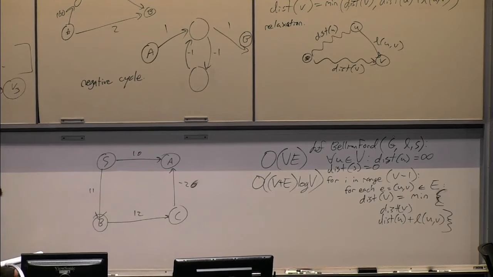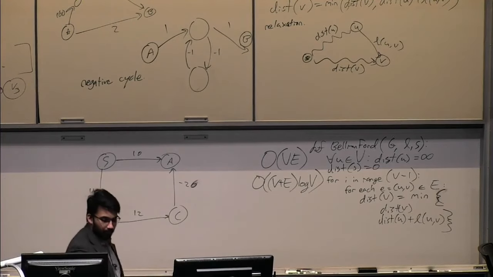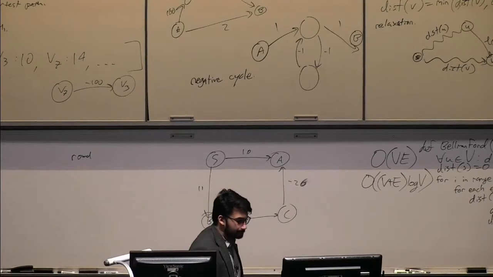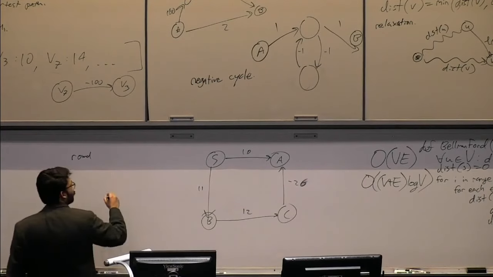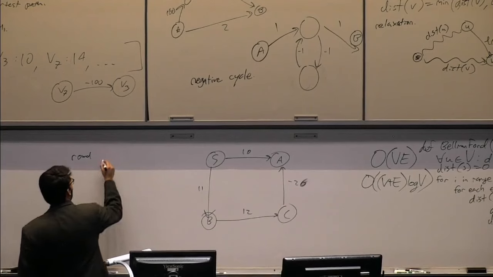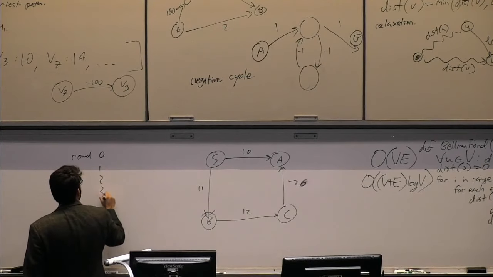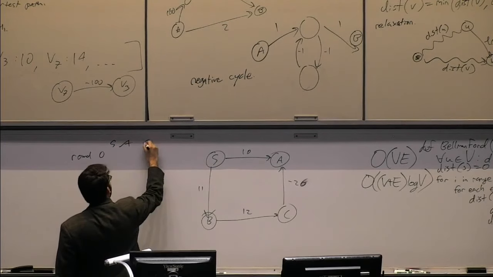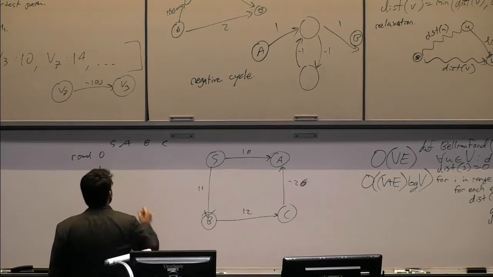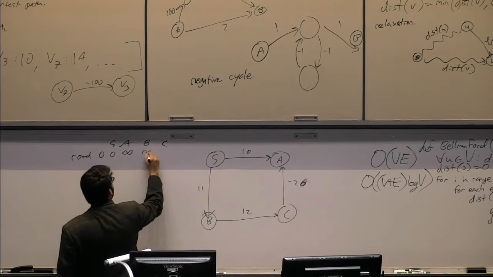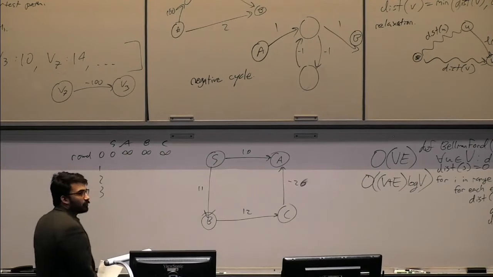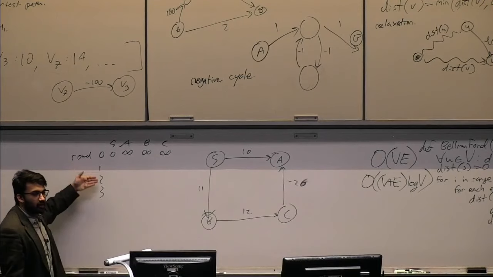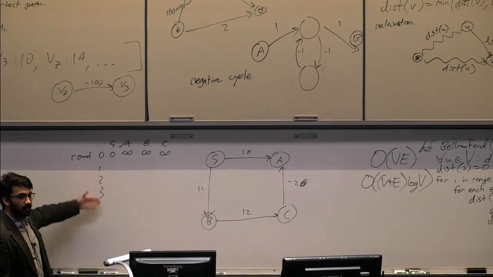Okay, so let's simply update this. I'm going to write this, we'll say round. There's four vertices, so there's going to be three rounds. So we'll start with 0, 1, 2, 3. So we initialize S as 0 and everything else as infinity, right? So this is not a two-dimensional array. This is simply, I'm showing you how the array is written to V minus 1 times.